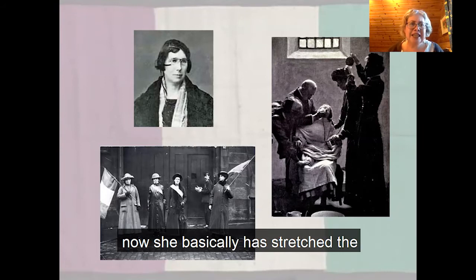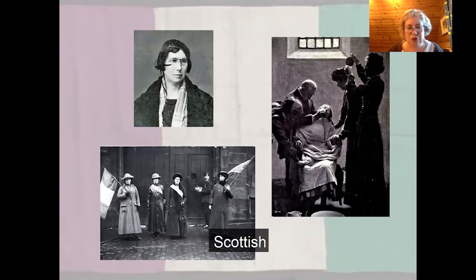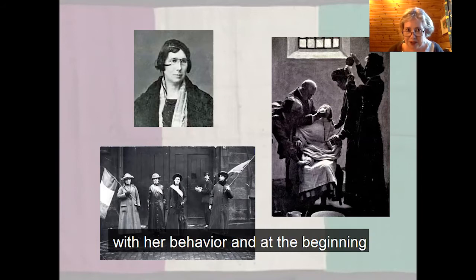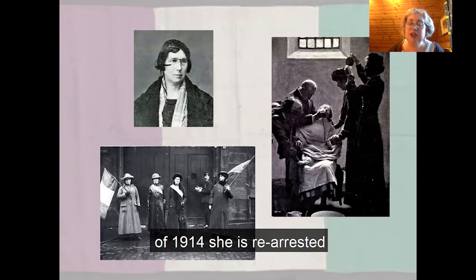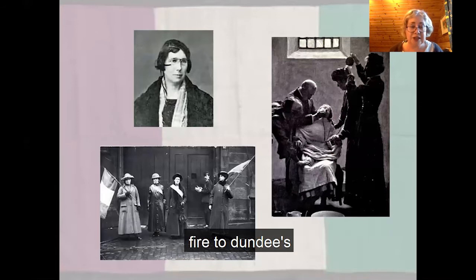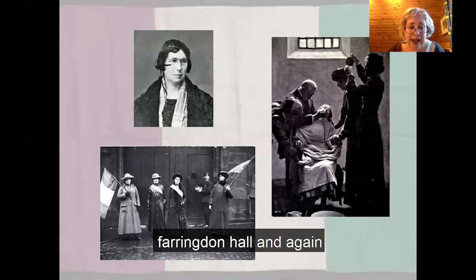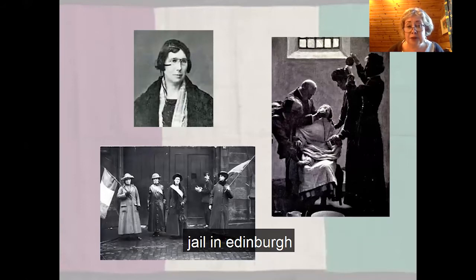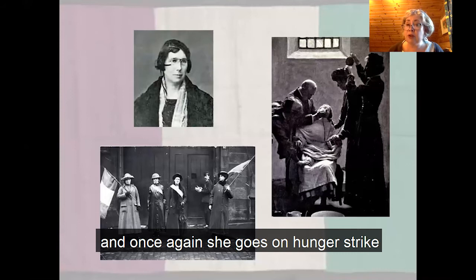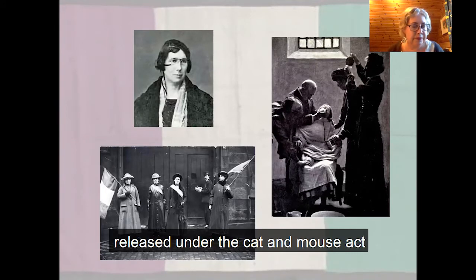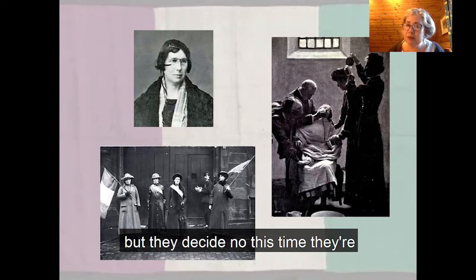Now, she basically has stretched the Scottish Prison Service Authorities' patience to its limit with her behaviour. And at the beginning of 1914, she is rearrested once more under suspicion of having set fire to Dundee's Farringdon Hall. And again, she's sent to prison. She goes to Calton Jail in Edinburgh, and once again she goes on hunger strike with the expectation that she will be released under the Cat and Mouse Act. But they decide no, this time they're going to force feed her.